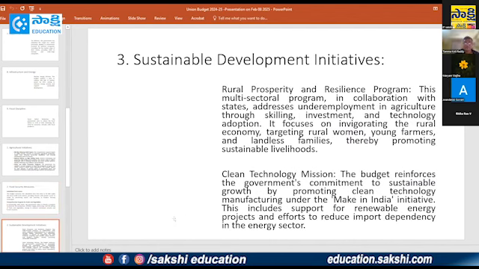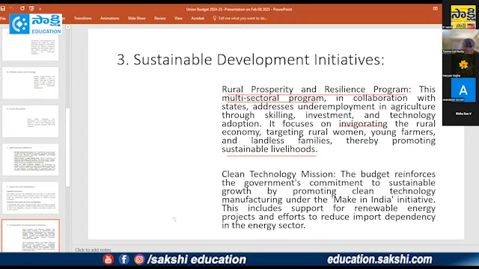So sustainable development was also a core subject of the budget. Rural prosperity: without rural prosperity, it is not possible even to think about sustainable development across the country. So the rural prosperity and resilience program, a multi-sectoral program in collaboration with the states, addresses underemployment in agriculture through skilling, investment and technology adoption. It focuses on invigorating the rural economy, targeting rural women, young farmers, and landless families, thereby promoting sustainable livelihoods. Clean technology missions.